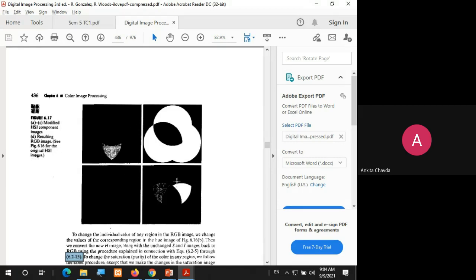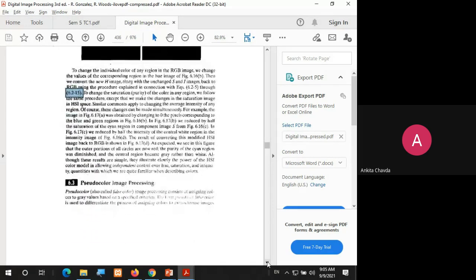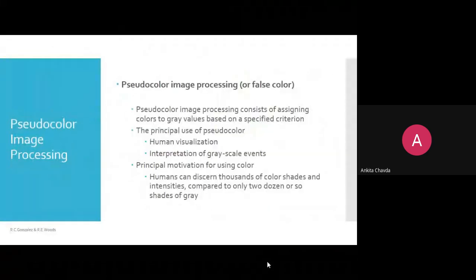Okay, so you can read it on your own, whatever you are getting, that is fine. Then the next topic directly, that is pseudo color image processing. So what is the pseudo color?